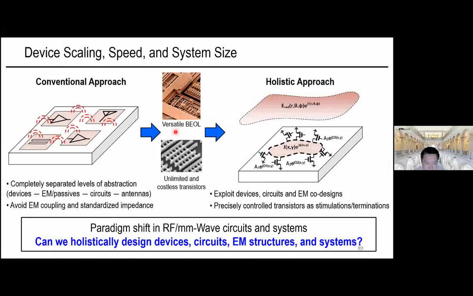For example, because devices are so fast right now, and they can be well controlled, they can provide a wide variety of excitations and terminations, and they can collectively synthesize essentially any EM structures in the near field permitted by the Maxwell equations. So this can potentially lead to desired far-field radiation, but with a different level of reconfigurability and different level of control.